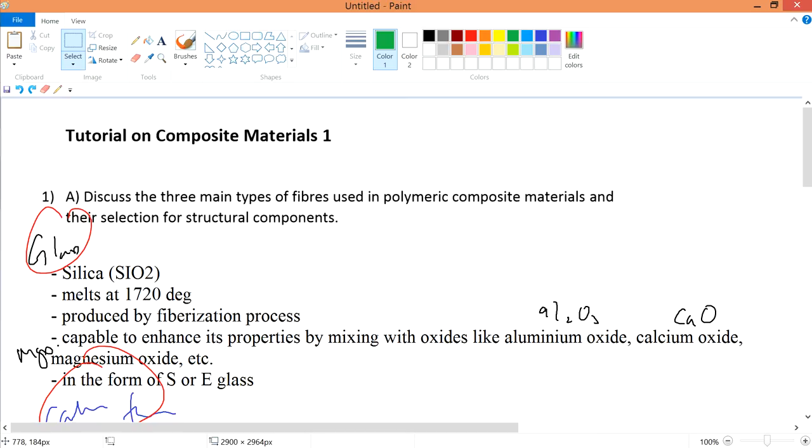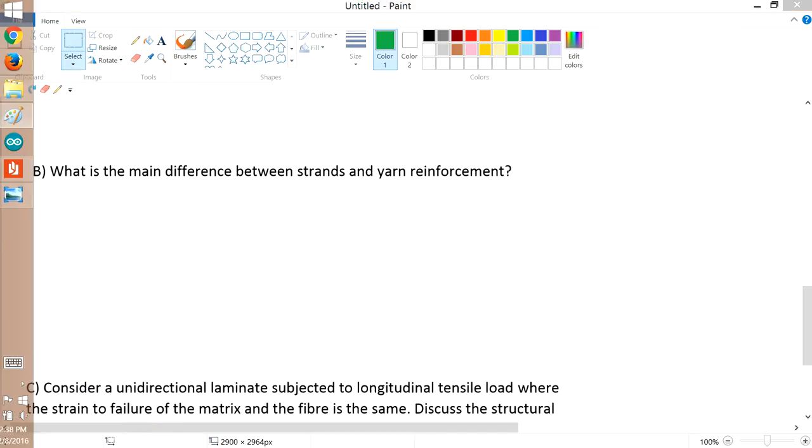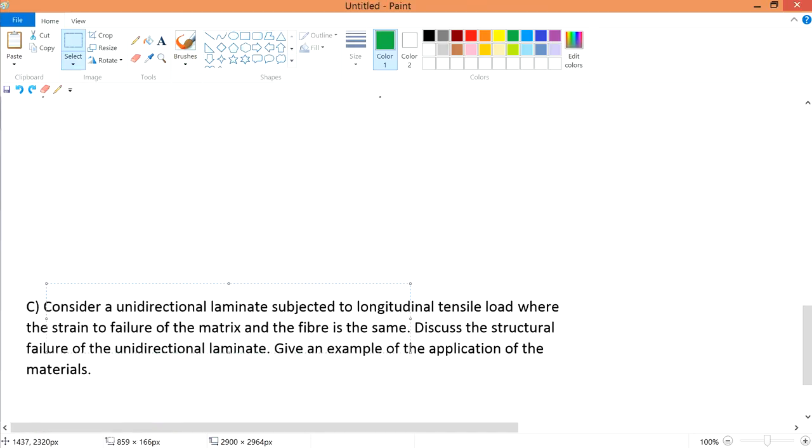And this is the part 1a attempt. For the next video, we'll talk about the other two parts. Alright, the 1b and 1c. Alright, and yeah.